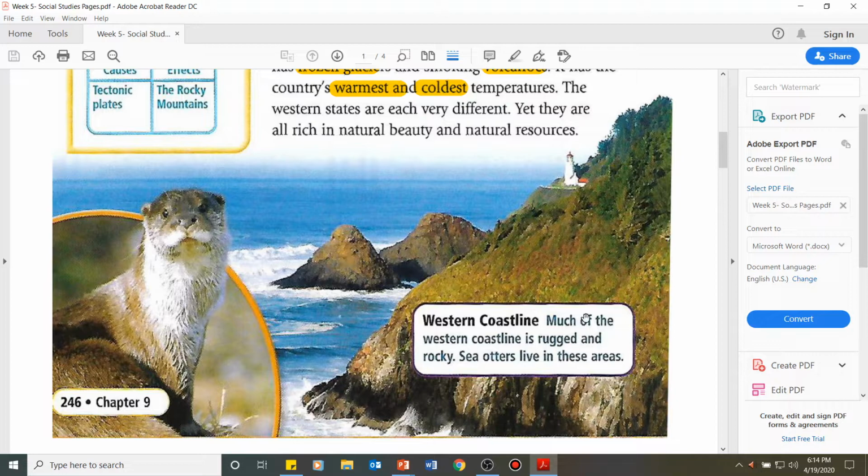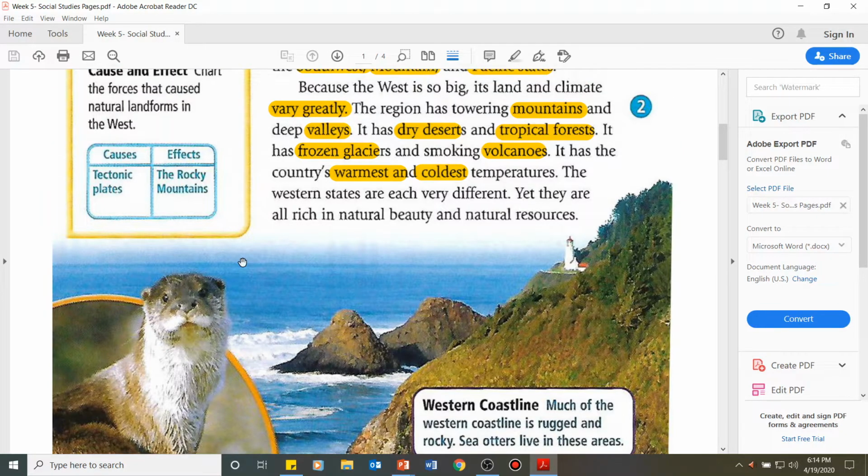Much of the western coastline is rugged and rocky. Sea otters live in this area. This is a sea otter. Now I'm going to summarize the second paragraph.